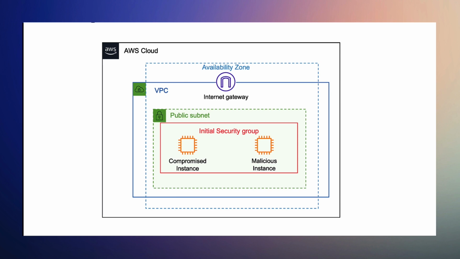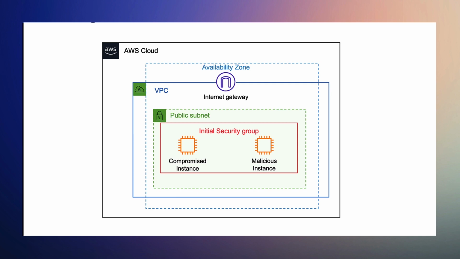What we've already done is create a VPC inside of our region. That VPC has a public subnet in it, and inside that public subnet, there's an initial security group that has two EC2 instances in it. The EC2 instances, for demonstration purposes, are called compromised instance and malicious instance.